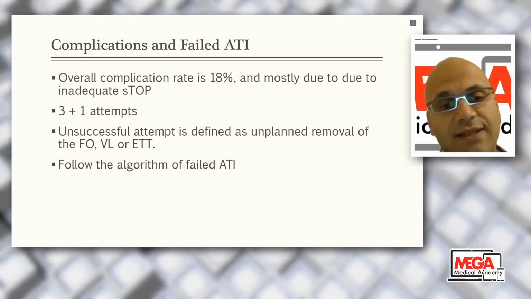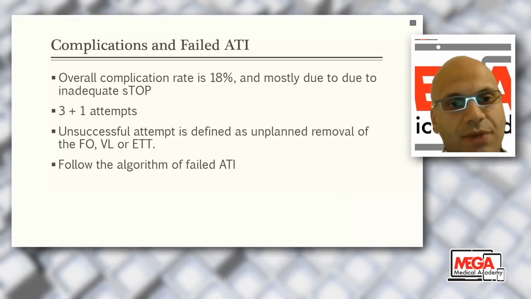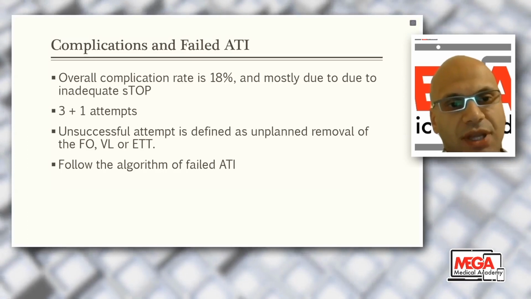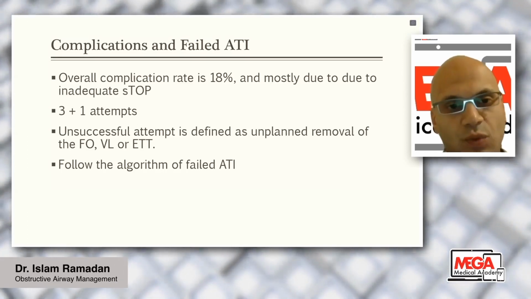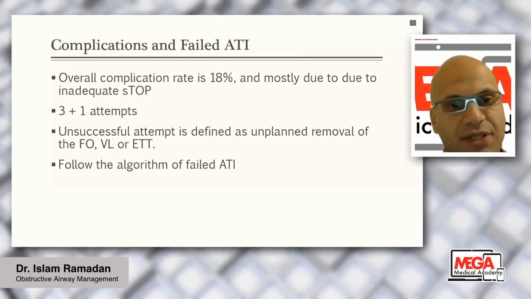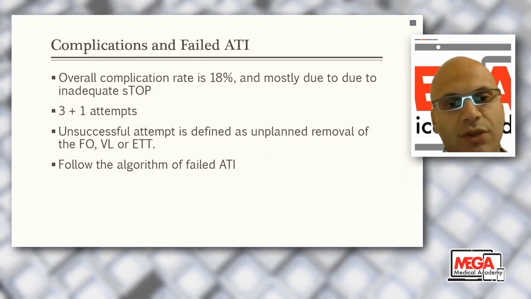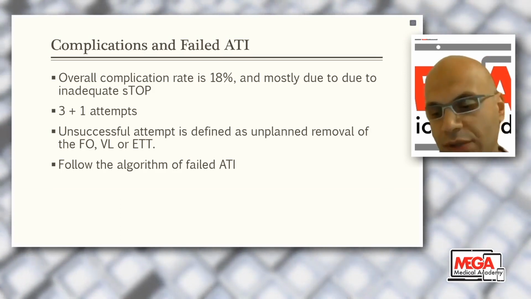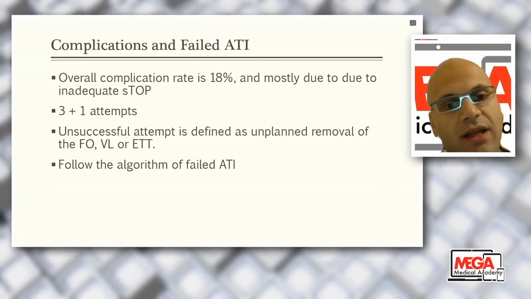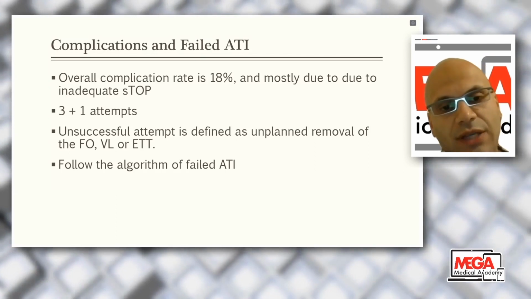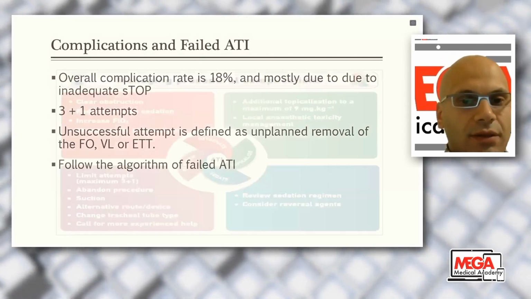Again, according to the DAS guideline, you have to stop trying after 3 attempts, with one being by the most experienced and senior operator. An unsuccessful attempt is defined by unplanned removal of the fiber optic or video endoscope or the endotracheal tube from the patient. And there is an algorithm you can follow in case of failed awake tracheal intubation.